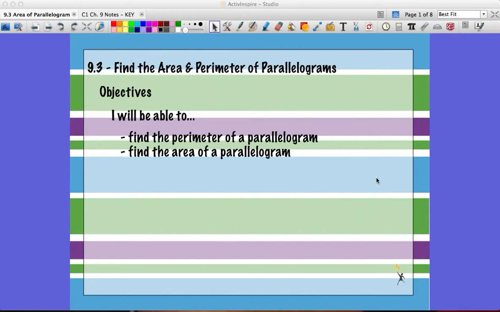Welcome to lesson 9.3, finding the area and perimeter of parallelograms. Some of this will be review for some of you, and some of this might be a little bit new. So please remember you can go as fast and as slow as you like.